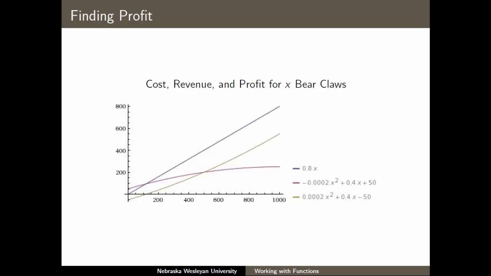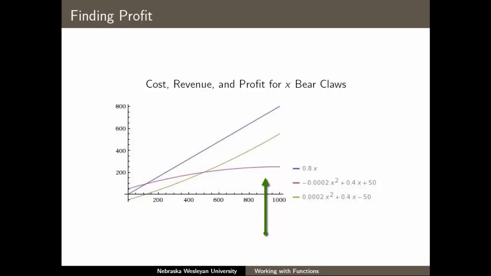On these axes, I have the revenue and the cost functions like before, and I have a third function, which is the profit. So notice at the far left of the graph, when cost exceeds revenue, the profit is negative, which agrees with our intuition. If we're spending more money than we're making, then we have a negative profit. At a little over 100 bear claws, the cost and the revenue functions intersect, and that means we're making exactly as much money as we're spending. At that same number of bear claws, the profit function is equal to 0. To the right of that, our revenue exceeds our cost, and our profit is positive.